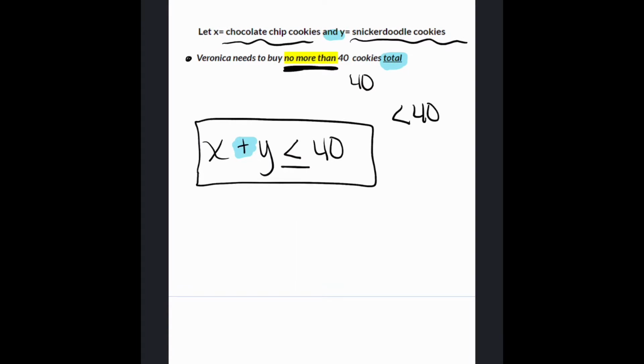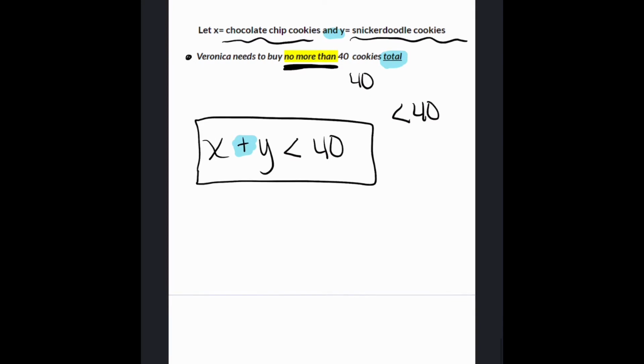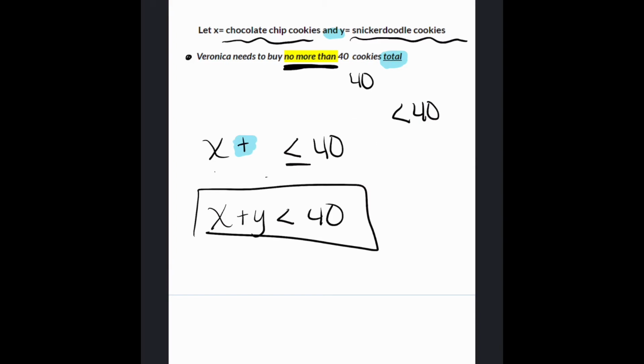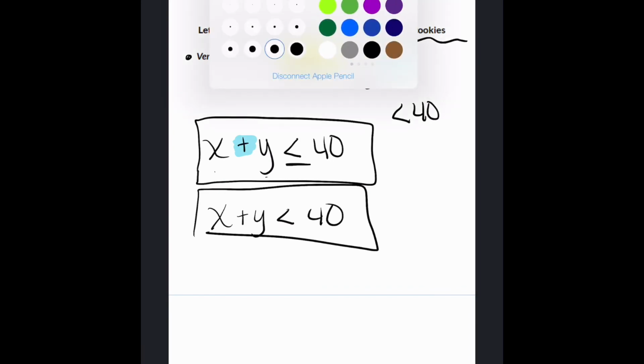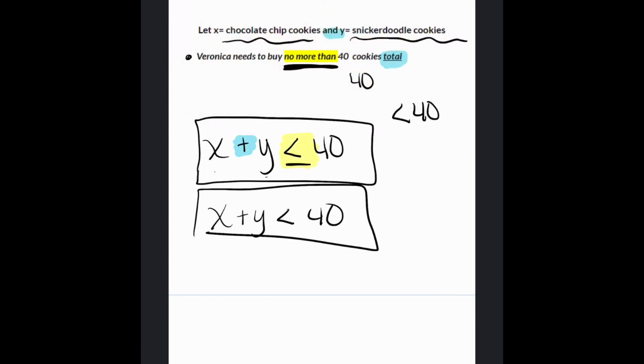Okay, and this would be the inequality here. You could also have the equal to sign. So what's the difference between these two? This is saying the chocolate chip plus the snickerdoodle has to be less than 40 cookies. If I add the or equal to sign, that just means the chocolate chip plus the snickerdoodle has to be less than or equal to 40. I'm pretty lenient, so if you have either inequality, it doesn't matter if it has the or equal to sign or not, as long as it's facing the right direction, like you have the less than sign. That's the main important part there. So either one of these can be correct.